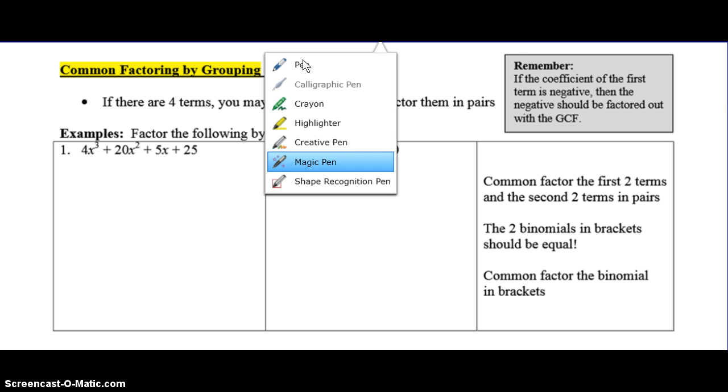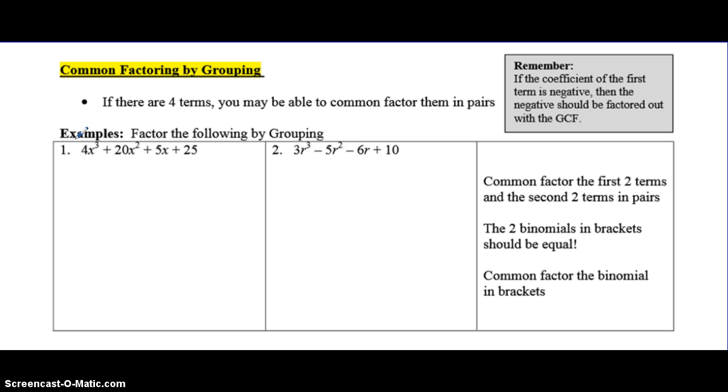So, put a box around the first 2 terms and common factor the first 2 terms. So, the greatest common factor is 4x squared, and when you divide this by 4x squared, you get x. When you divide this by 4x squared, you get 5.